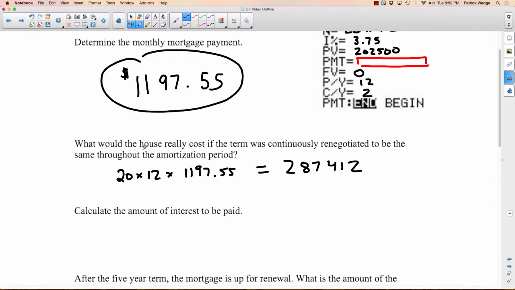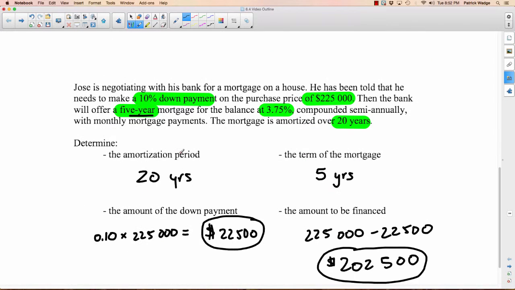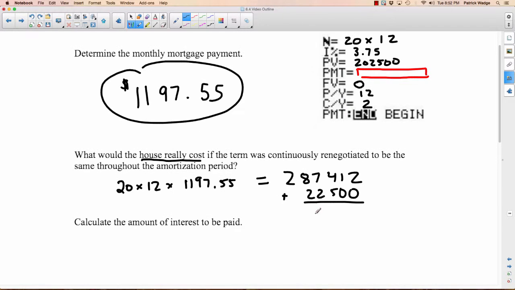But if we want to know how much the house really costs, what else do I have to add on to that? The down payment. That was also part of the cost of the house, right? So I'm going to add on to that the $22,500. You're clear where I'm getting that number from? It's back here, down here, right there, $22,500 right there. So we add those together and we get $309,912. There's what we actually paid for the house. How much is the interest?